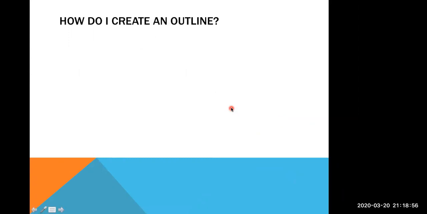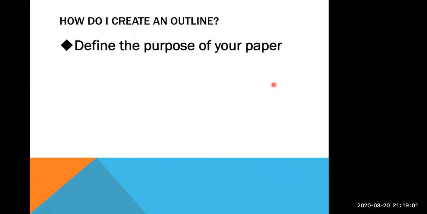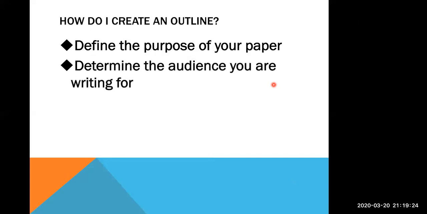The question now, how do I create an outline? So to create an outline means that you need to define the purpose of your paper. You should define it very well. What's the purpose? What's the main objective of your paper? Is it argumentative, expository? Is it something cause and effect, research-like, and many more, in fact. So also you need to determine the audience you are writing for. What type of audience are you writing for? For academics, for researchers, for laymen, and many more.